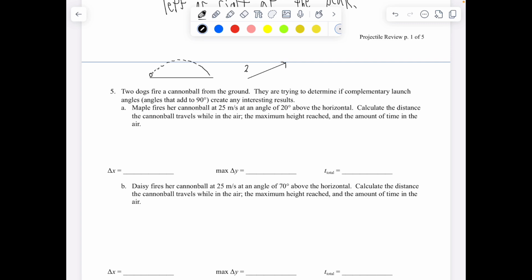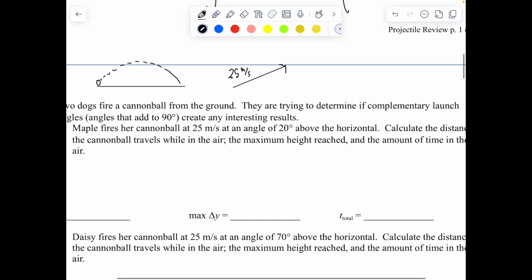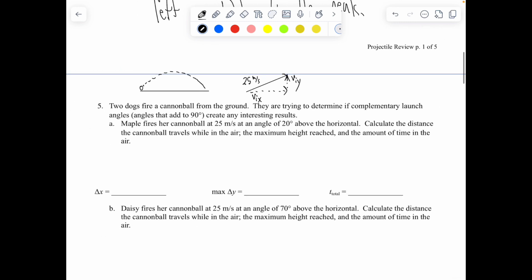Maple's firing the cannon 25 meters per second. Let's fill that in. We go ahead, break this up into our components, we have our vertical and horizontal components. This is our initial velocity in the x direction, our initial velocity in the y direction as well. Our angle here, we know, is 20 degrees.